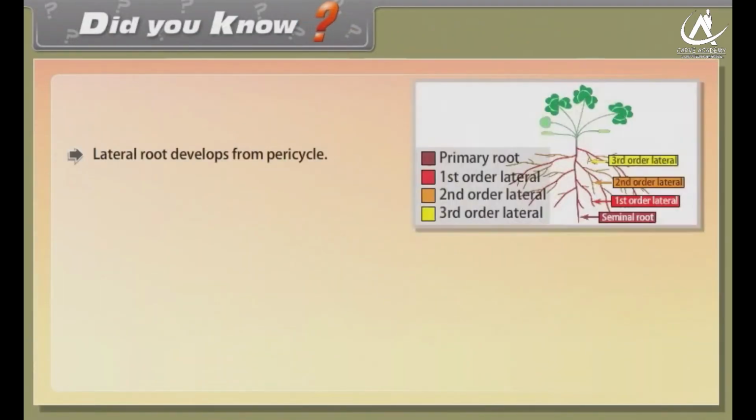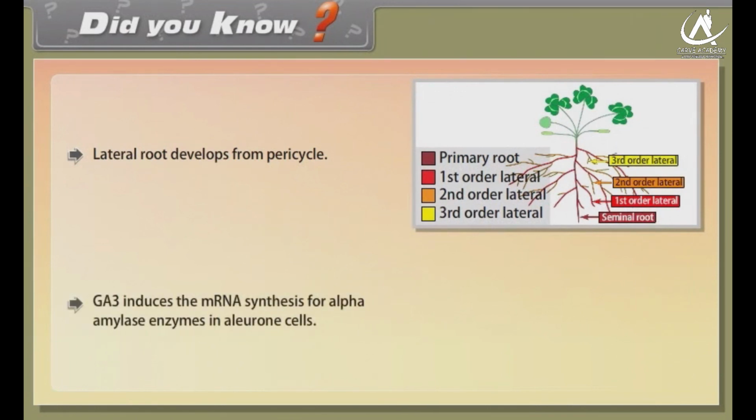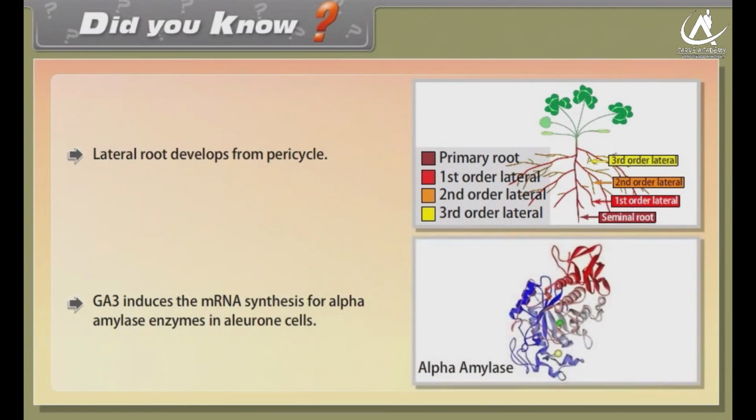Did you know? Lateral root develops from the pericycle. GA3 induces the mRNA synthesis for alpha amylase enzymes in aleurone cells.